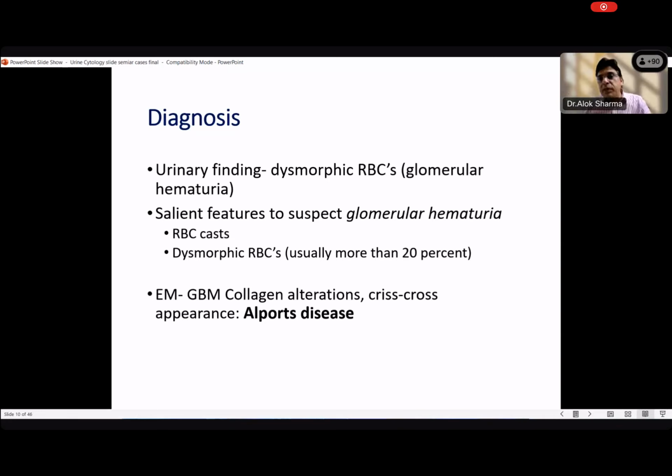Similarly, you can have thin basement membranes, which can cause glomerular hematuria also without any proliferation or any exudation. Same picture, but only when you measure the GBMs, they will be very thin. The normal GBM thickness in adults, the mean should be more than 250 nanometers in diameter. In children it is lesser, around 180. Anything below this is called thin glomerular basement membrane.